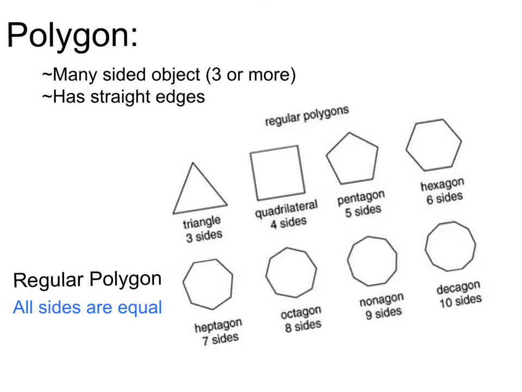A polygon is a many-sided object, three or more sides, with straight edges, and as you can see in the diagram, there are a bunch of them that we're going to work with. And these are the ones that we're going to take the most time with in this section. You also notice it says regular polygon at the top. A regular polygon means that all sides are equal. So in all of these.